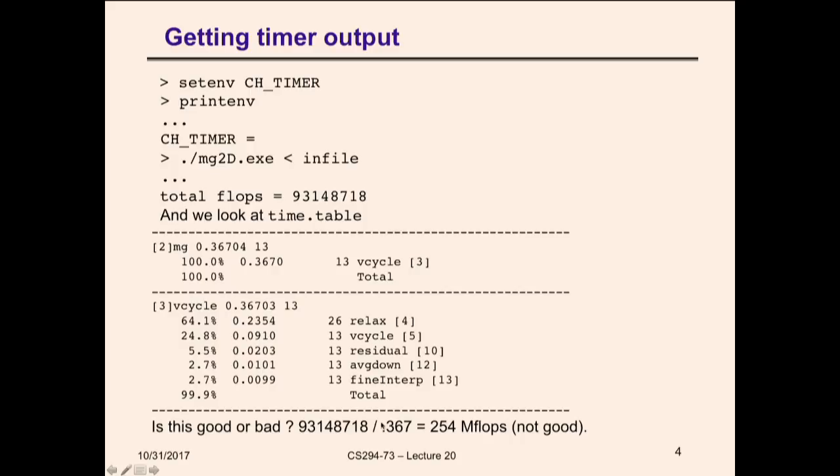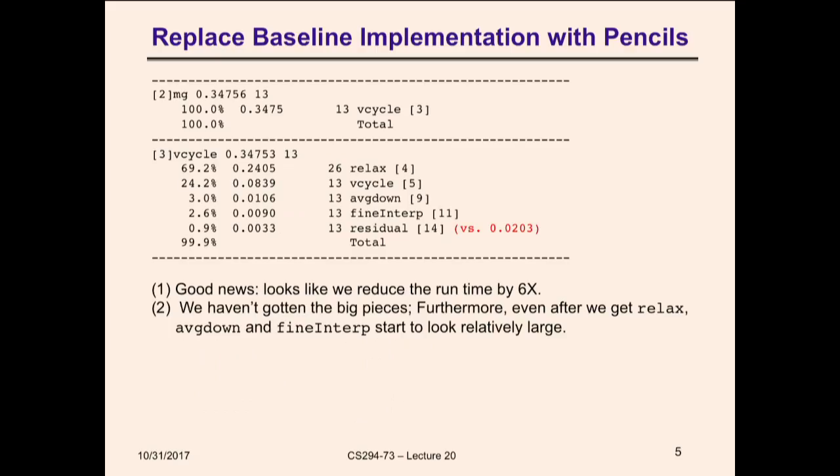And then divided by the total time in multigrid, or in vCycle equivalently, 0.367 seconds, 254 megaflops. As I have said, from timing this thing, that's not good. That's what happens after my matrix multiply falls on the floor. So I want to be able to do better than that.